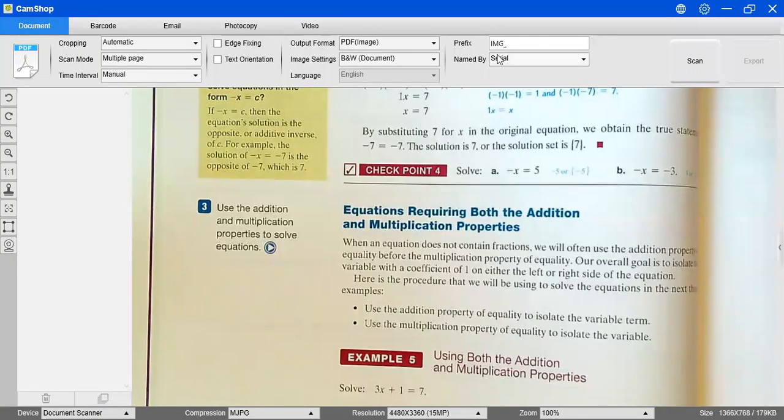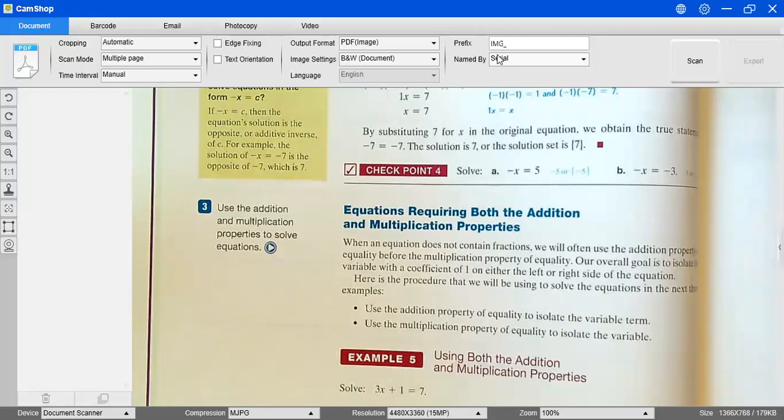Now we're going to apply both properties, because I mentioned before that having to apply only one property is just not common. So most of the time you need to apply both properties. On page 126, you're going to see this part of the section that says equations requiring both the addition and multiplication properties. You can see on example 5 that 3x plus 1 equals 7 is just the linear equation that most of the time we're going to need to solve.